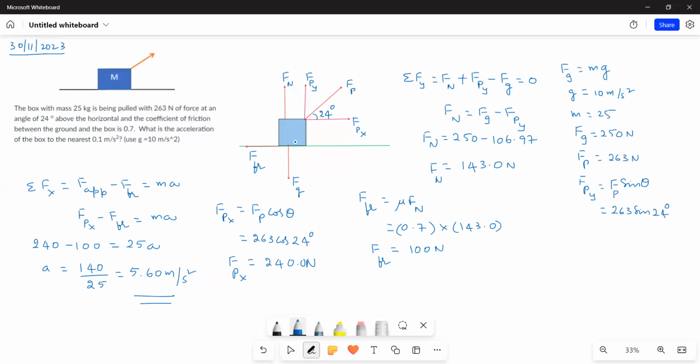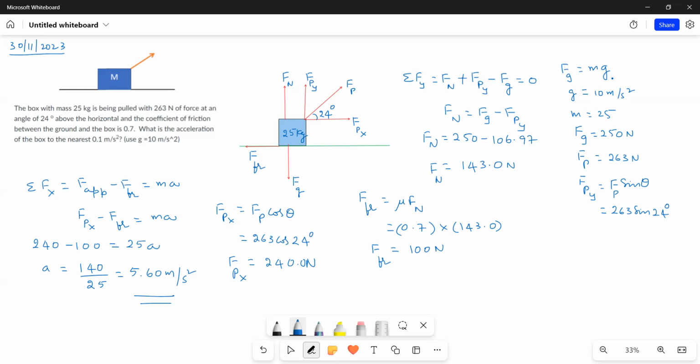Here is the box, and then here is the free body diagram. The mass of the box is 25 kilograms. Now we will write the y direction forces. Sigma Fy is equal to Fn plus Fpy minus Fg is equal to 0, because there is no y direction motion. That is why acceleration is equal to 0. Hence, Fn is equal to Fg minus Fpy.